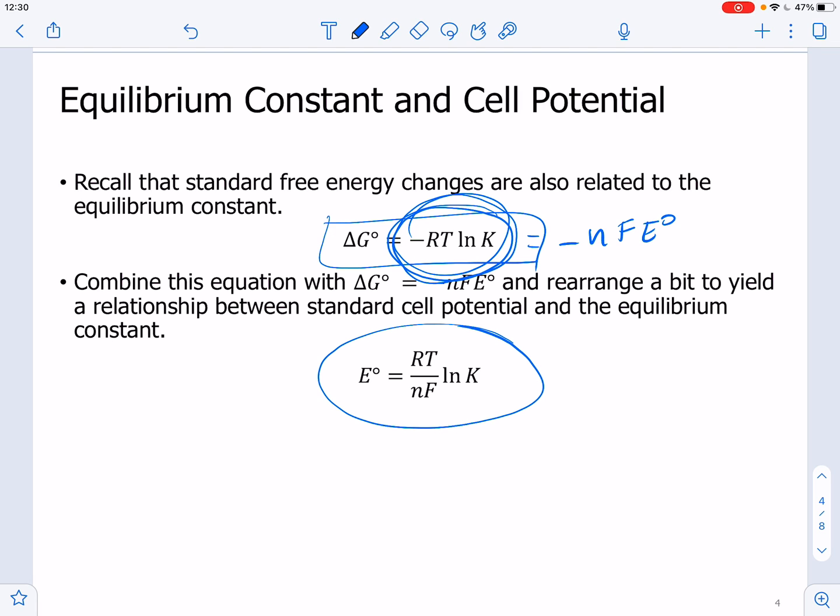Okay, just in case, minus nFE is equal to minus RT logarithm of K. So you cancel the negative signs here, and then basically you take this to this side and end up with this equation. Okay, so this is one way in which you can calculate potential from the constant, or the constant from the potential of that electrochemical cell.